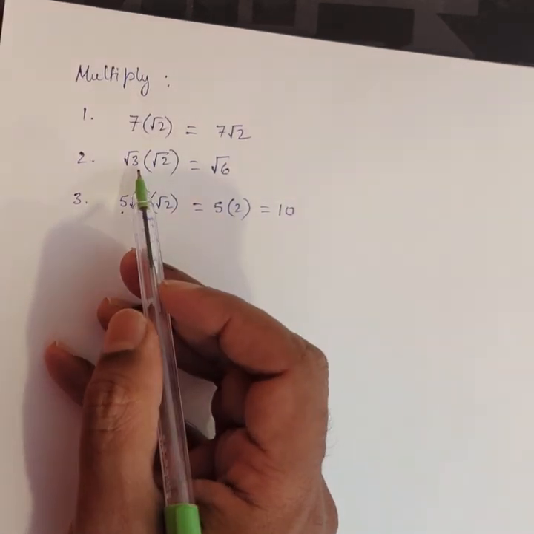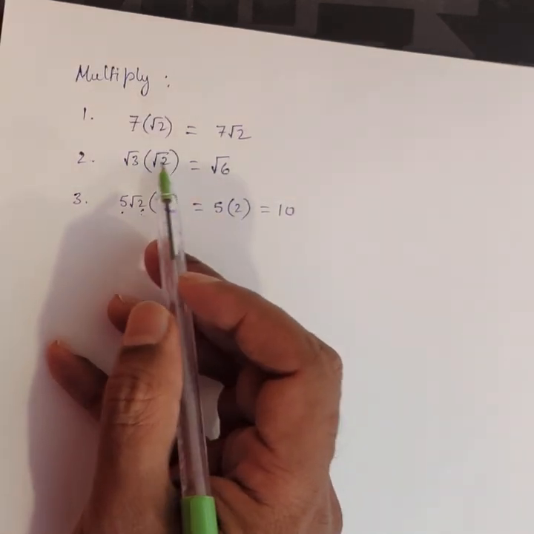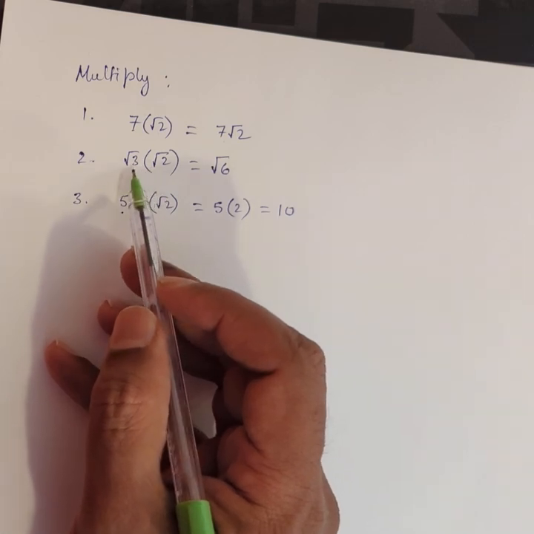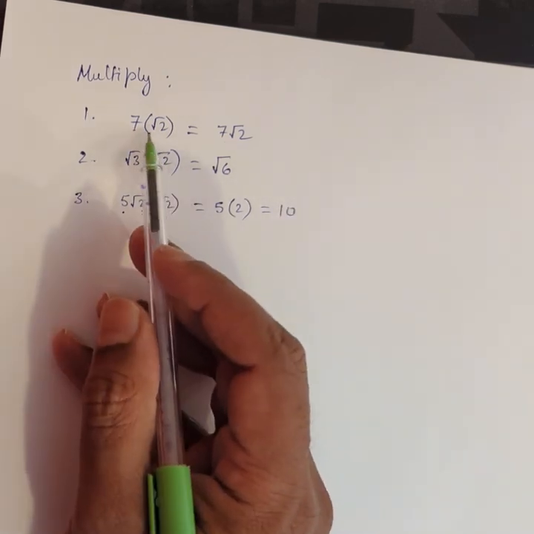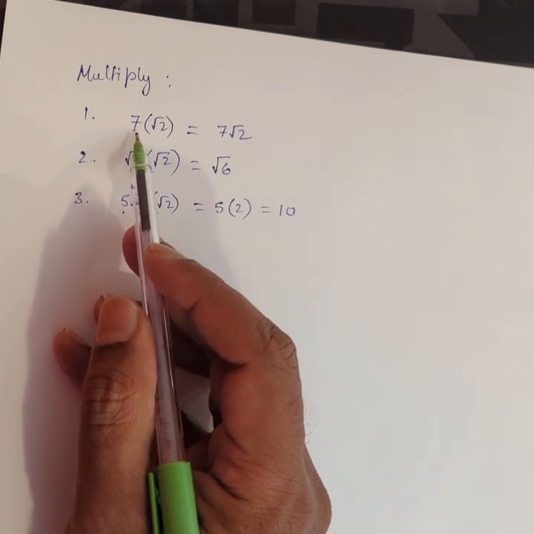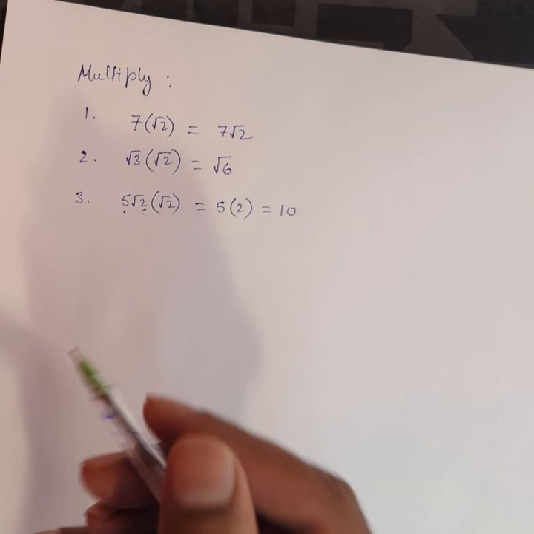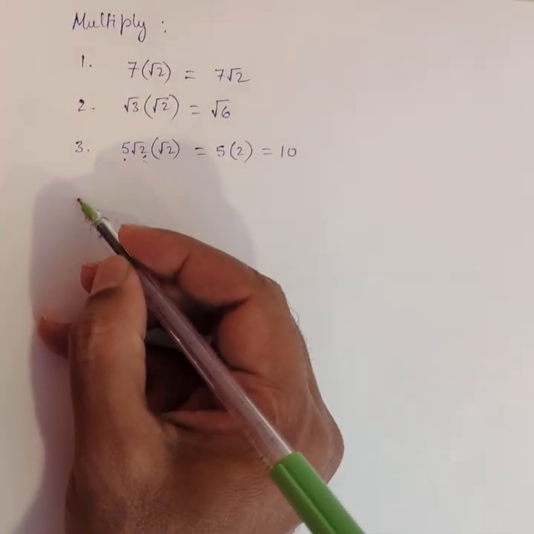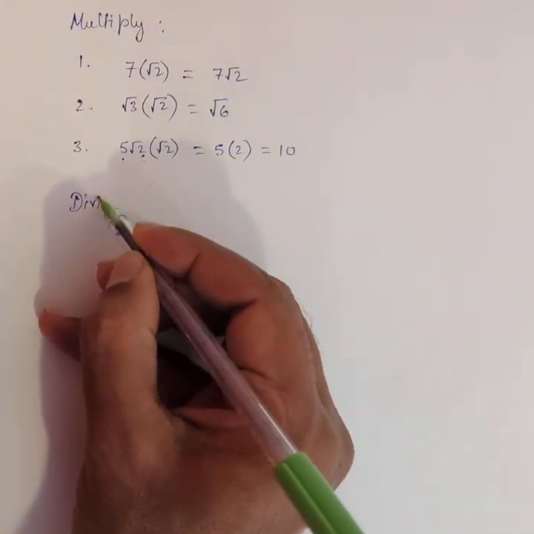If the other factor also has a square root, then you multiply 2 with whatever is under the square root. But if the other factor does not have square root, then your answer is just that integer times square root 2. All right, let's practice some division.